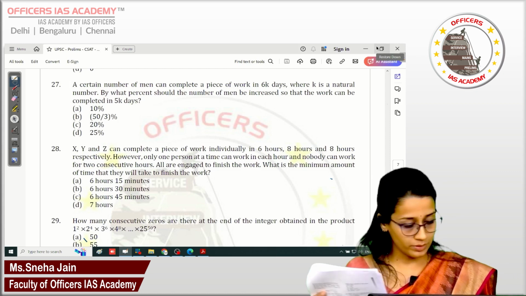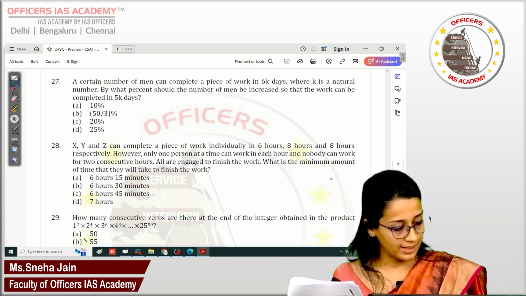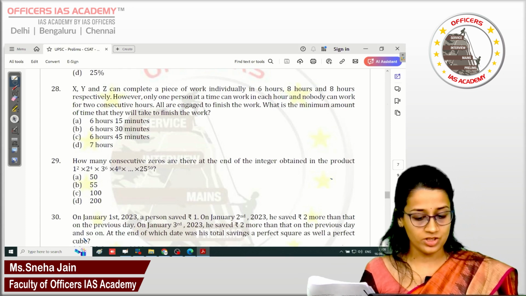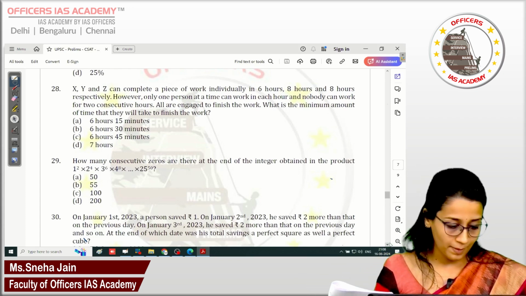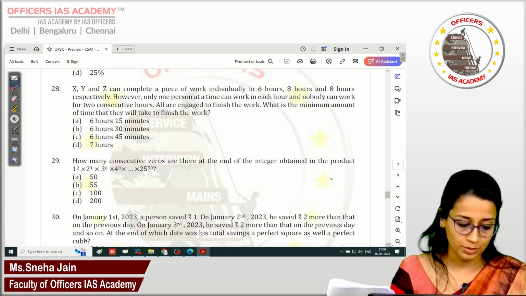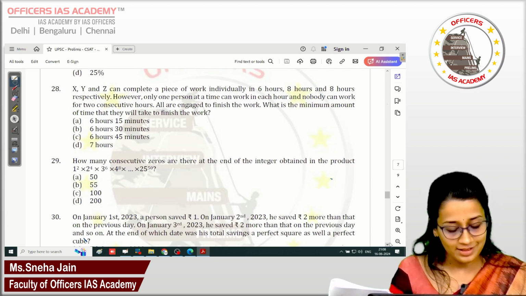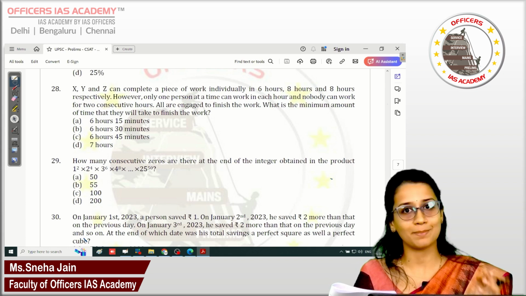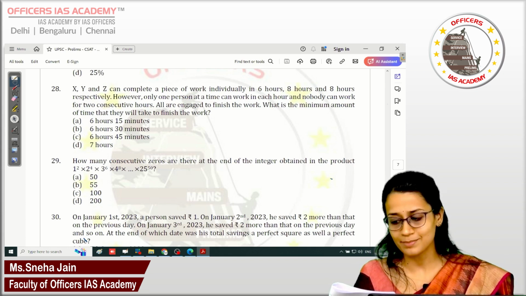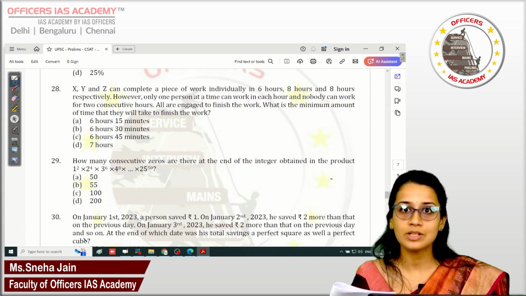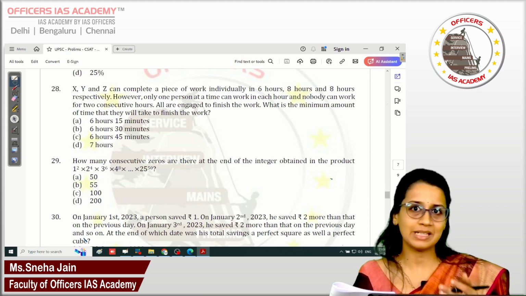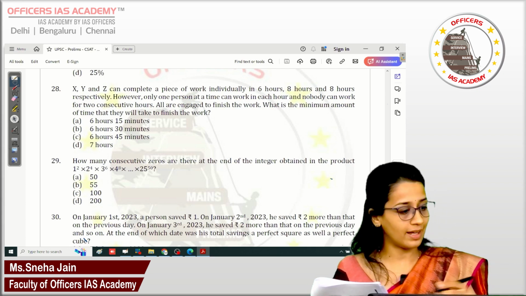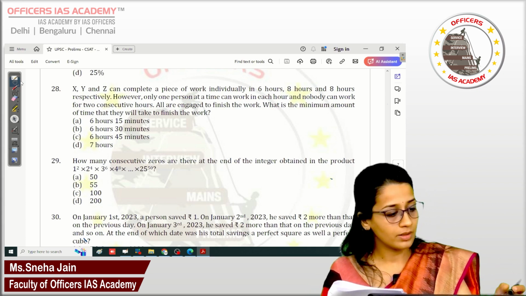We will now move to the next question, question number 29. How many consecutive zeros are there at the end of the integer obtained in the product 1 to the power 2 into 2 to the power 4 into 3 to the power 6 into 4 to the power 8, and it goes on up to 25 to the power 60. See, this question has appeared in the number system, from a subtopic called trailing zeros, and we've already seen for the last 2-3 years that this pattern has been appearing. So we will go ahead and solve this question.